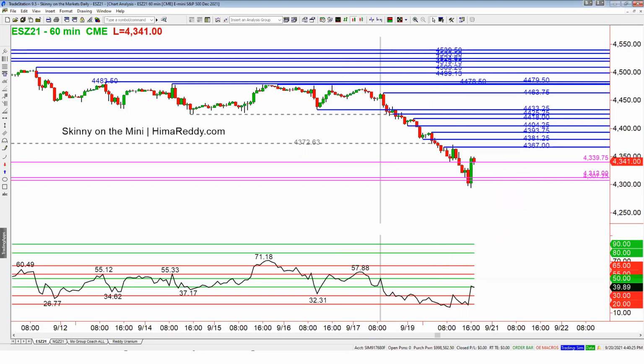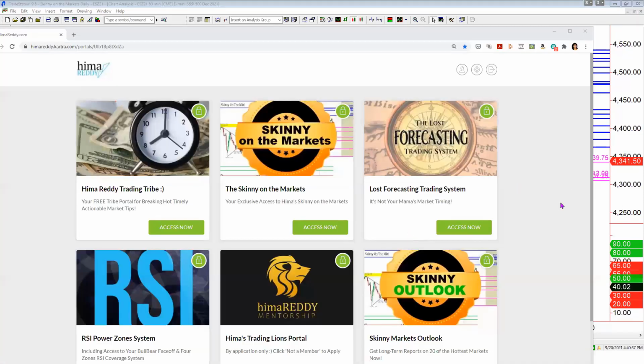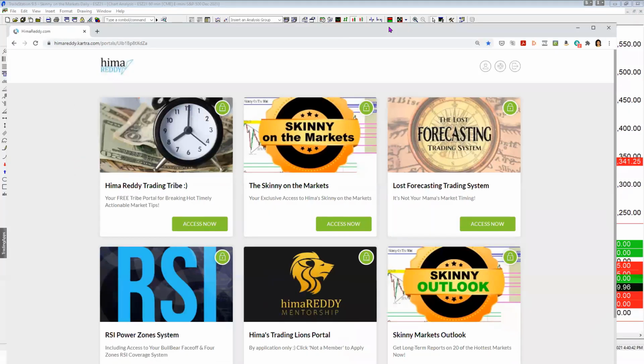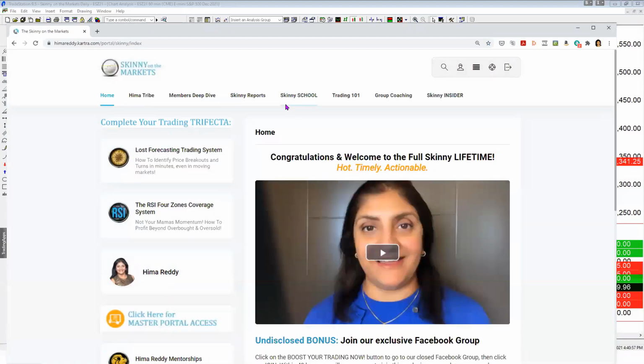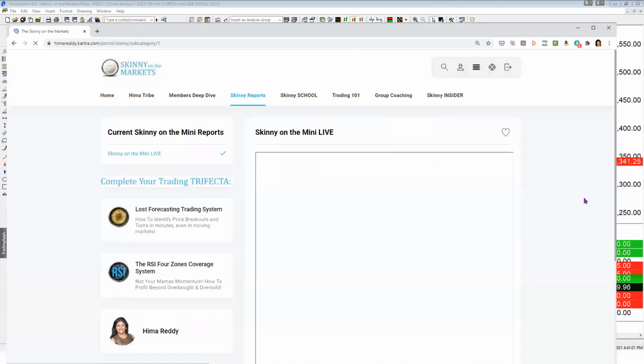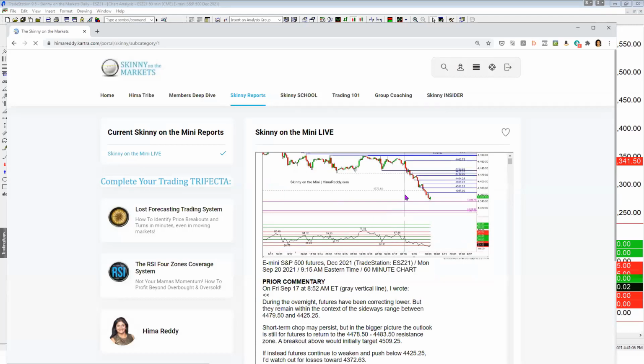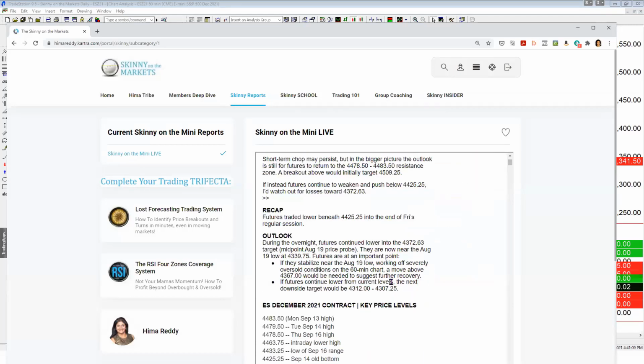All right, so to do this, I'm coming into my Hima Reddy portal. Whether you're here as a member of any of my courses or you're just in the tribe and haven't dug into your education yet, you know what this portal looks like because everyone has access to the free tribe. Next to it is the skinny in the markets. This is where I put this report. I want to look back at the report and see exactly what I said. So current skinny in the mini reports, that's my ES report, and we send this out by email, but it also loads here.